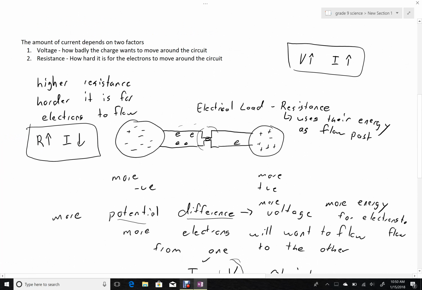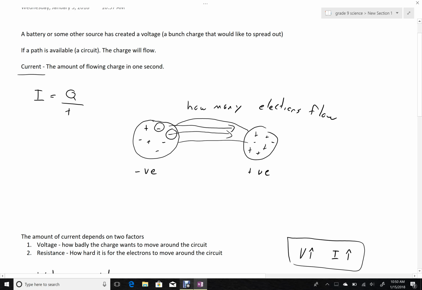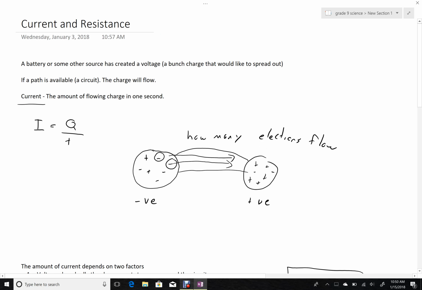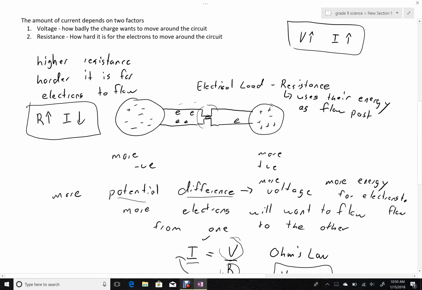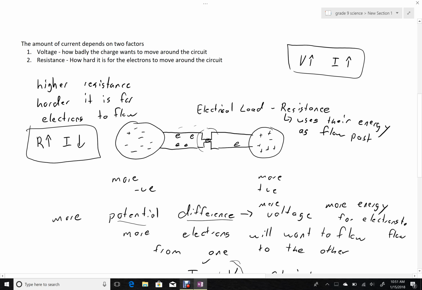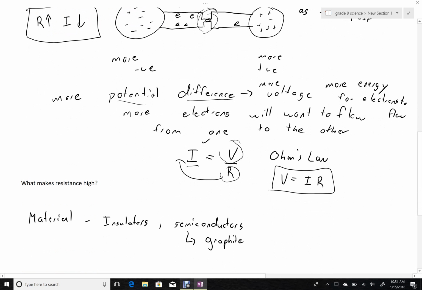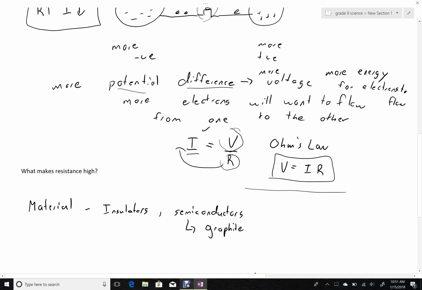So again, one more time, current is the actual number of electrons or the actual amount of charge that's moving around the circuit. The more difference or the more voltage we have, or the more different the negative and positive parts created by the battery are, the more electrons want to flow, the more current we'll get. So voltage and current are directly related to each other. The more resistance, or the narrower this small little region is, the harder it is for electrons to flow. So as the resistance goes up, the current goes down. We can summarize those all in Ohm's law.